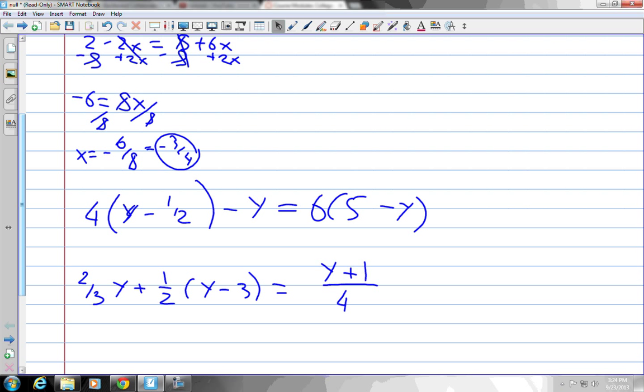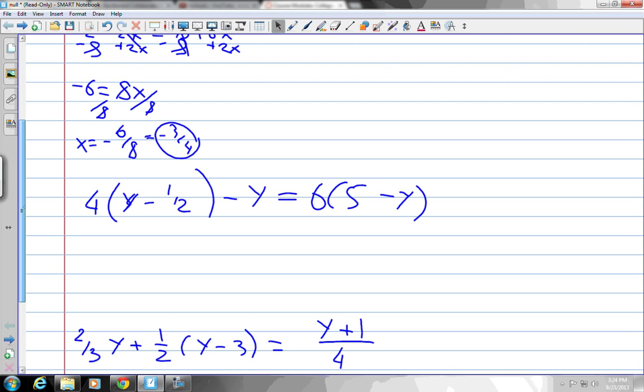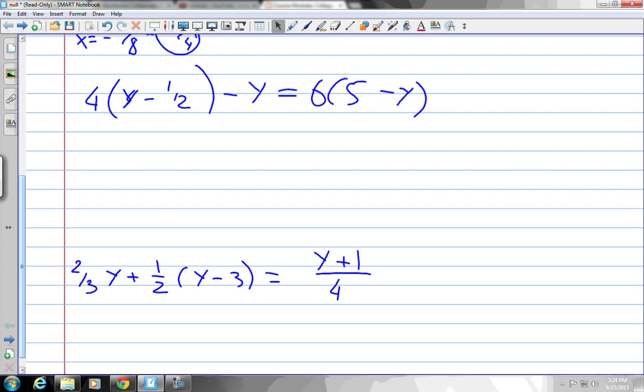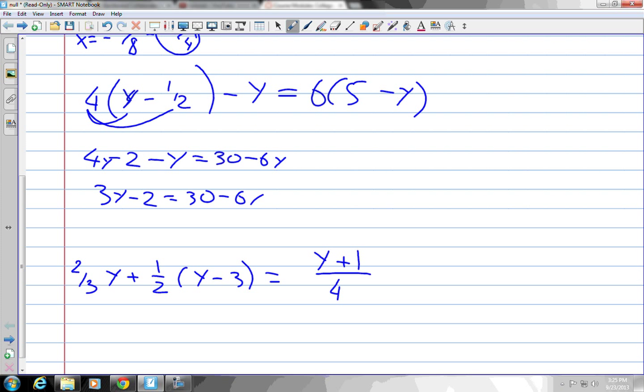Well, it's there. All right, what about this one? Distribute the 4, so you get 4y. What is 4 times a half? So minus 2 minus y, I'm losing a y here, equals 30 minus 6y. Is that right? Combine like terms. 3y minus 2 equals 30 minus 6y.